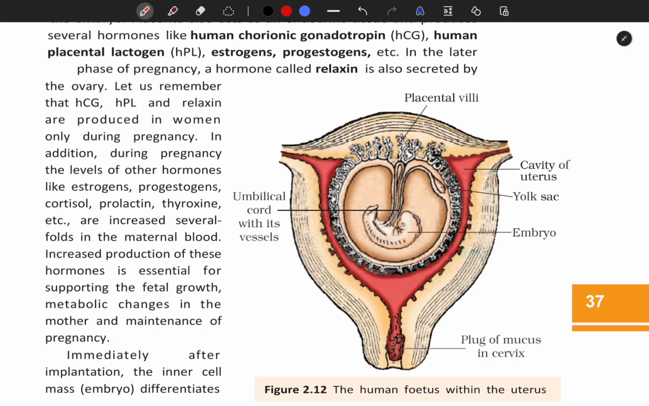In addition, during pregnancy, the levels of other hormones like estrogen, progestogens, cortisol, prolactin, thyroxine, etc. are increased several folds in the maternal blood. Increased production of these hormones is essential for supporting the fetal growth, metabolic changes in the mother and maintenance of the pregnancy.